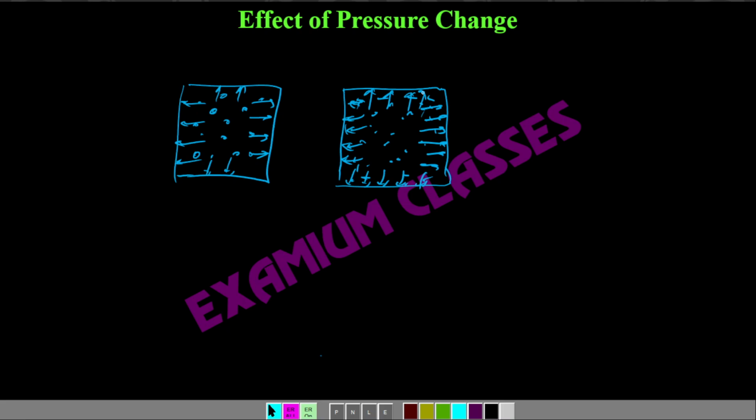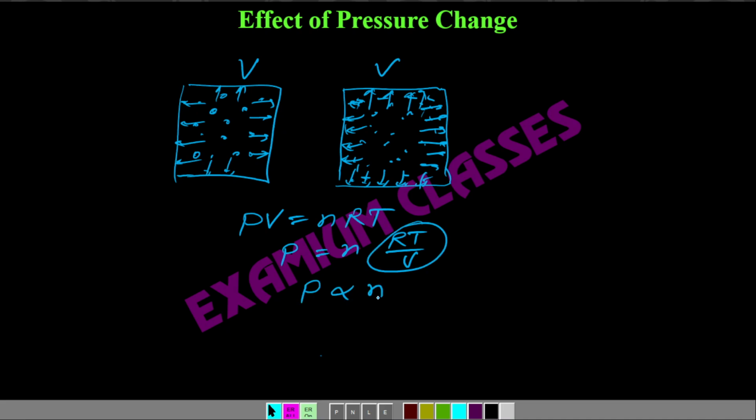It means the pressure is directly proportional to the number of moles, and you know that from PV equals nRT. Pressure can be written as nRT by V. In this case, I'm taking the same volume. Volume is constant, R is constant, T is constant. If all of these are constant, pressure is directly proportional to the number of moles. It means if we increase the pressure, the system will try to decrease it. And how can it decrease? It can decrease if it decreases the number of moles.